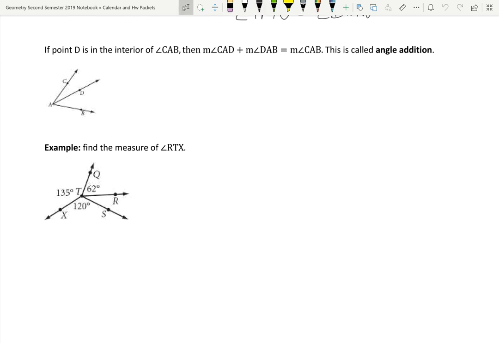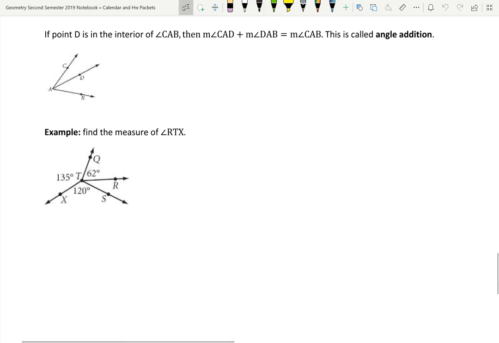If you have point D in the interior of an angle, then the two smaller angles add up to the larger angle. So in this case, CAD plus DAB equals CAB. That's called angle addition. You can use that in this example here. So if we're trying to find the measure of angle RTX, we know that RTX is going to be 120 degrees plus the measure of angle RTS.